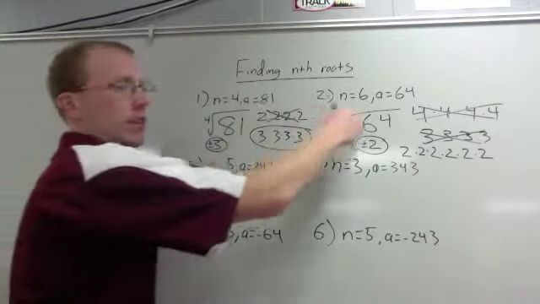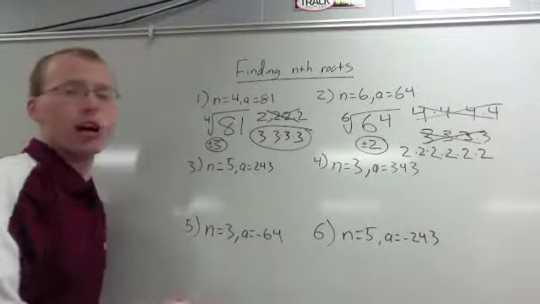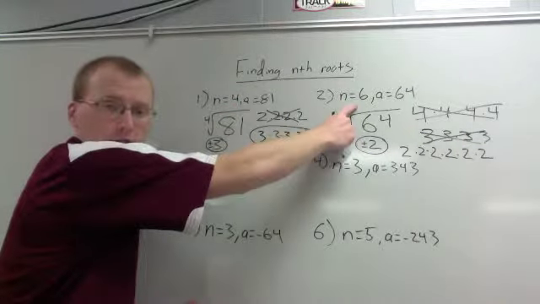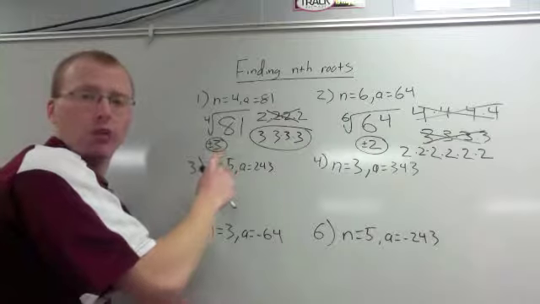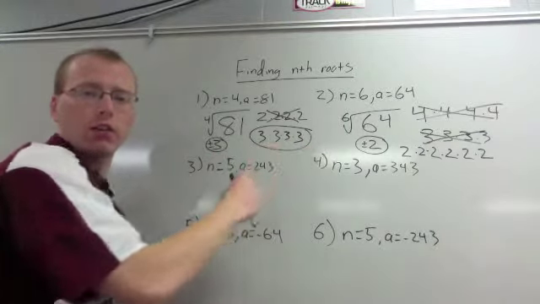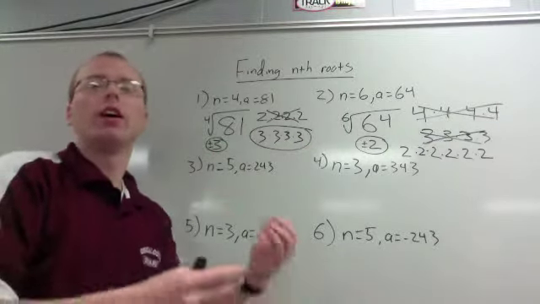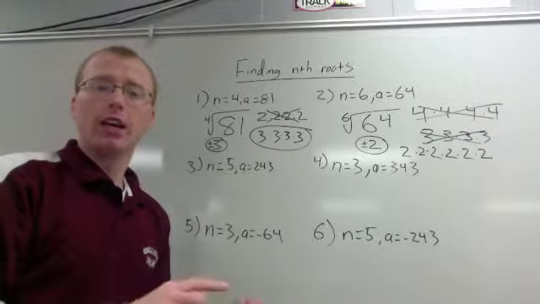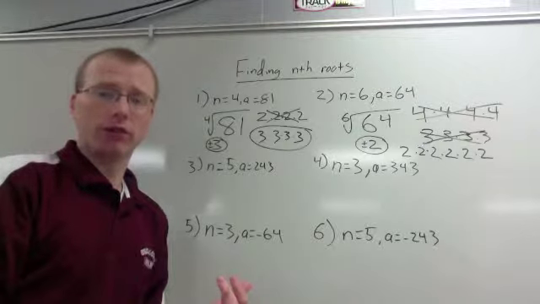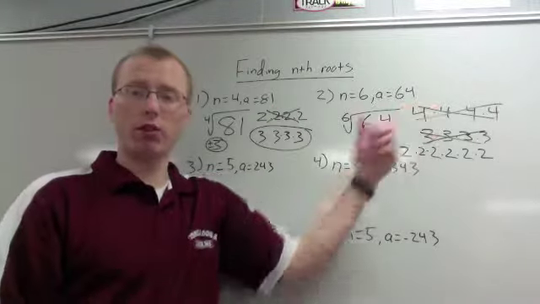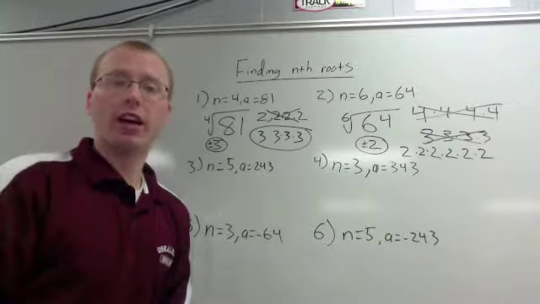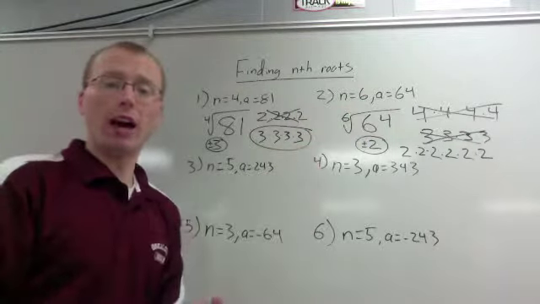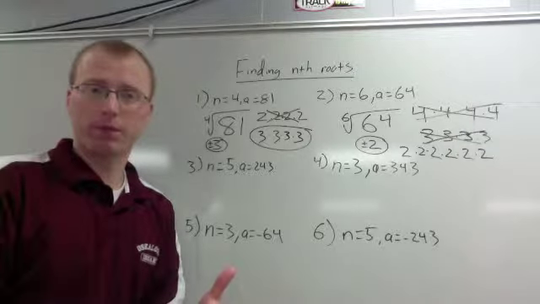Whenever you have a positive number and you're trying to find the nth root, and that nth root is even, you're always going to have 2 roots as an answer. You're always going to have a positive and a negative root. I will say that one more time. Anytime you have a positive number, in this case 81 and 64, and you are finding an even root, in this case 4 and 6, you are going to have both a positive and a negative root.